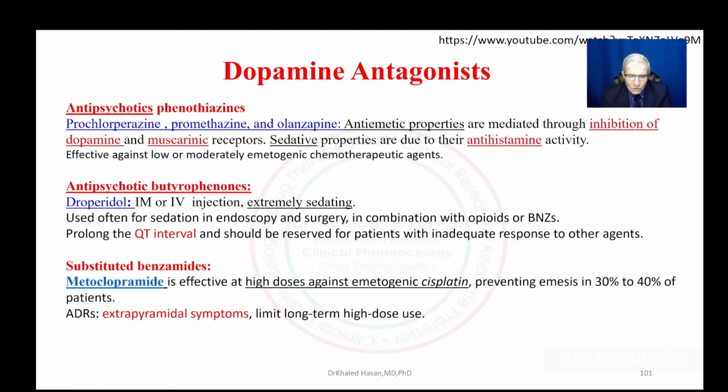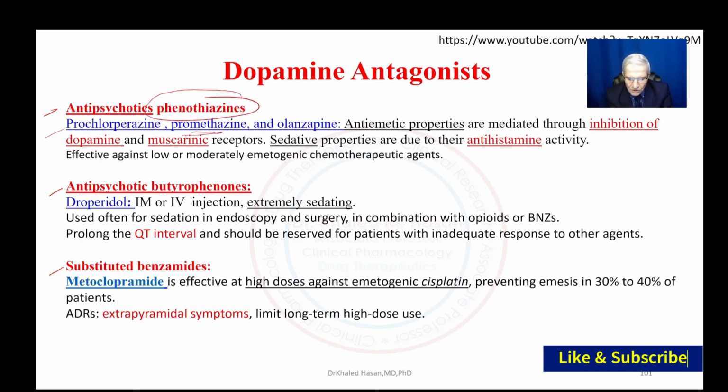For dopamine antagonists, we have three main groups. We have antipsychotic phenothiazine, then we have antipsychotic butyrophenone, then we have antipsychotics derived from benzamides. Okay, start with the first group derived from phenothiazine medication. We have chlorpromazine, promethazine, and olanzapine. So this is a group of medications that carry the properties of antiemetic drugs.